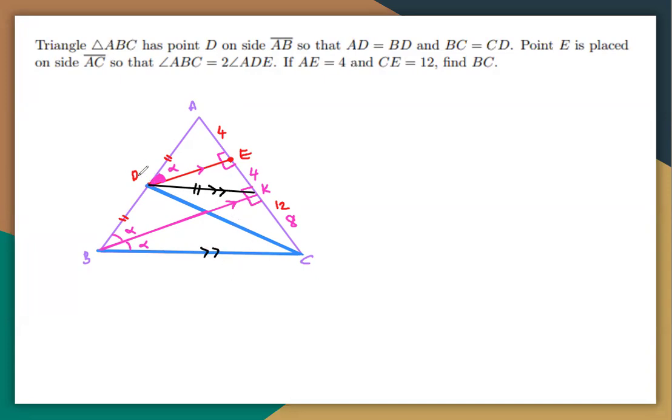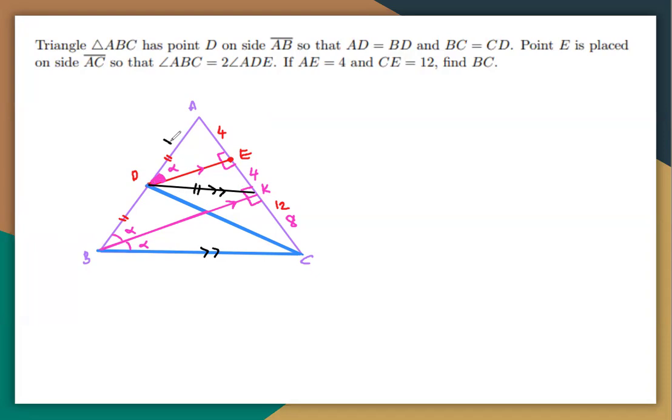So why is this parallel? Because D is the midpoint and K is the midpoint. So ADK and ABC are similar by side-angle-side, because AD to AB is 1 to 2, and AK to AC is also 1 to 2. Angle A is a common angle in those two triangles, so that's why they are similar, right? So then we can say DK to BC is also 1 to 2.